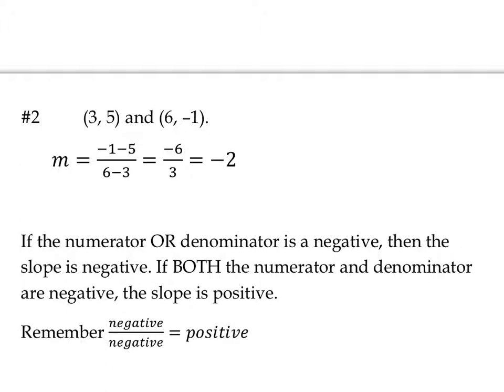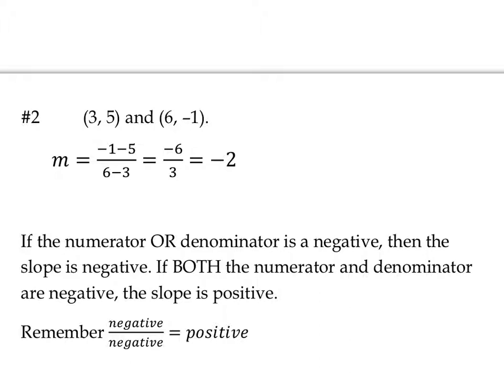In this next example, we got the points 3, 5 and 6, -1. So again, we do y2 minus y1 over x2 minus x1. So subtract the y values, subtracting the x values, rise over run, and we get -6 over 3, which we can reduce to -2. Keeping it as a whole number like that is fine, or an integer I should say, -2, so that's an integer. You could leave it as -2 over 1, that's fine as well.